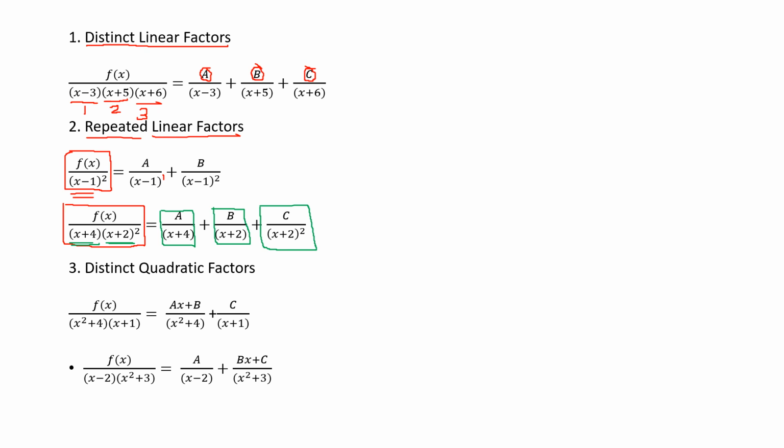Sometimes we have the third option. That means we have distinct quadratic factors. In lower classes, we have learned that a quadratic equation is in the form ax power 2 plus bx plus c equal to 0. So when you compare this quadratic equation with this one, we will easily identify that there is no x term involved.